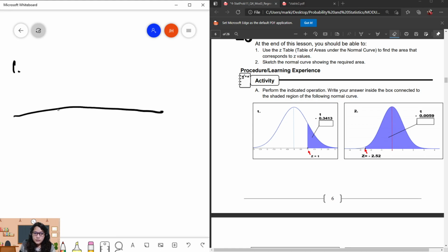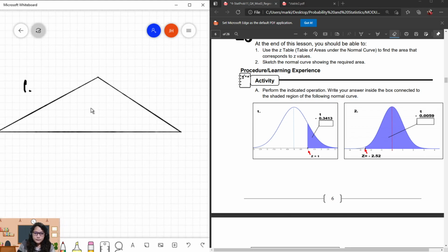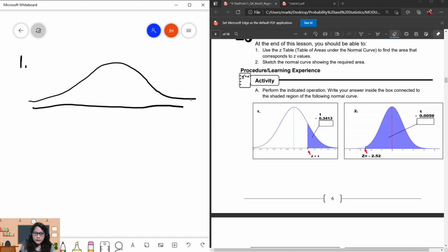Suppose we have a straight line with a normal curve like that. We don't have the mean, so that is simply 0, 1, 2, 3, and the same thing for negative 1, negative 2, negative 3. Suppose now your z is equal to 1. So we have here z equals 1.